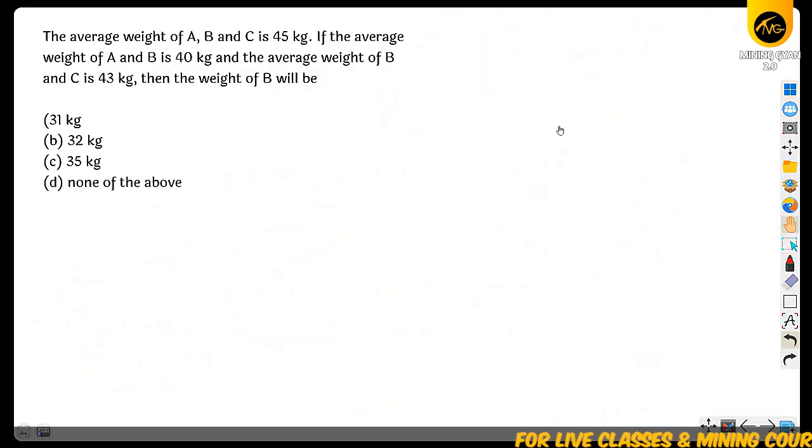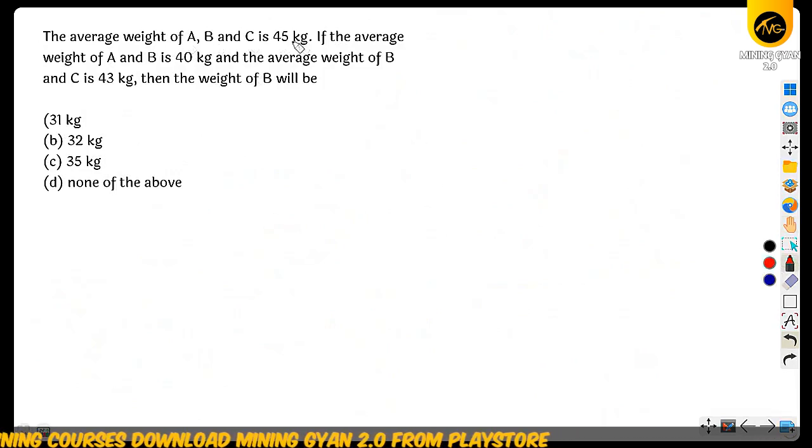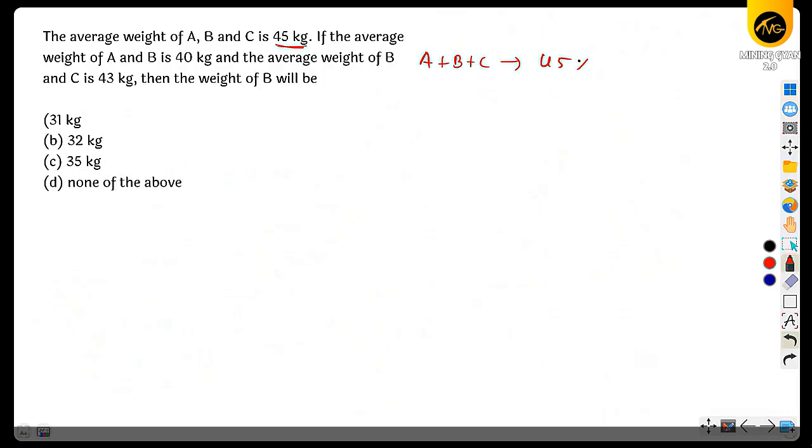Okay, another question: the average weight of A, B and C is 45 kg. If the average weight of A and B is 40 kg and the average weight of B and C is 43 kg, then the weight of B will be? Basically this is also a similar kind of question. Okay, let's do it. The average weight of A, B and C is 45 kg. So 45 into 3, that will be 135.